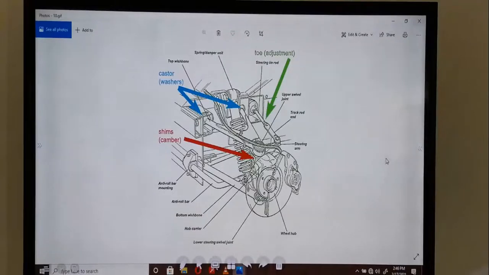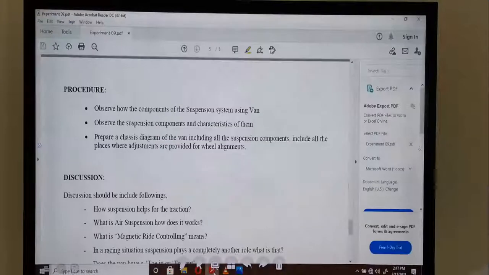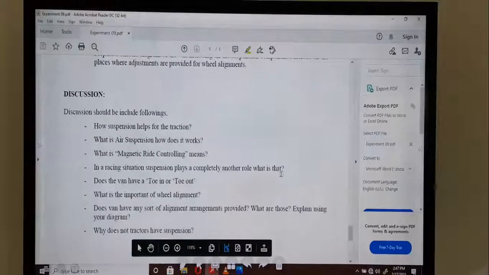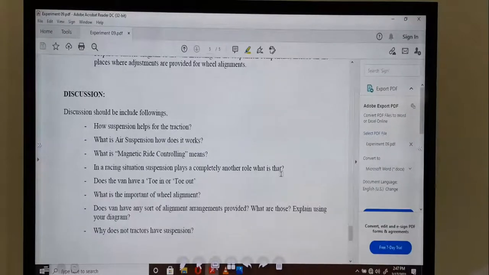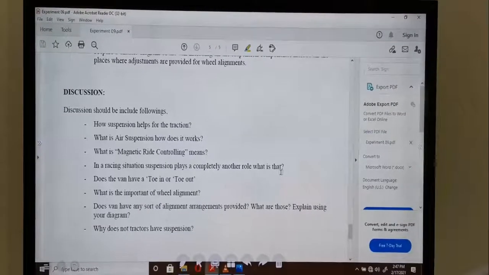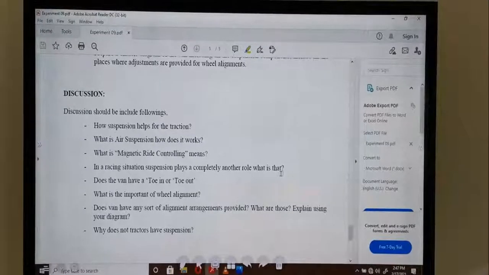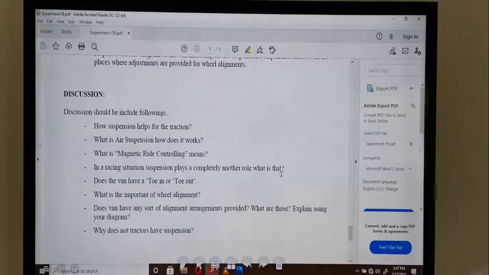These are the assignments we have to make. And this is your discussion. This is the same as the previous one. You have to search the internet, find the answers, and write them in your coursework.